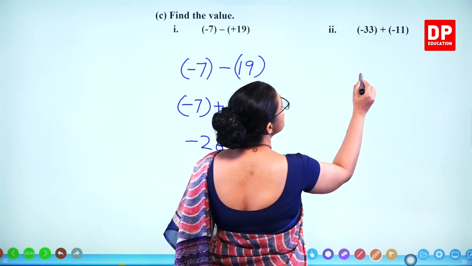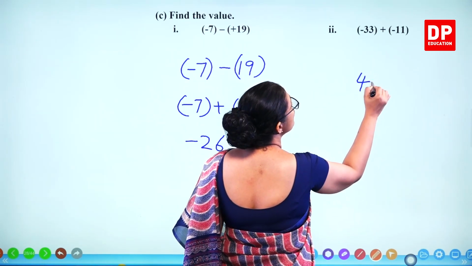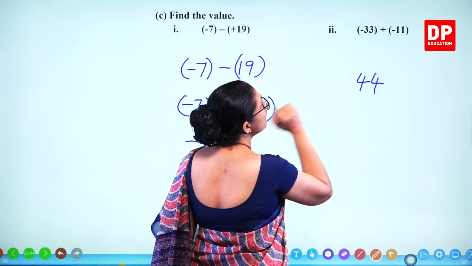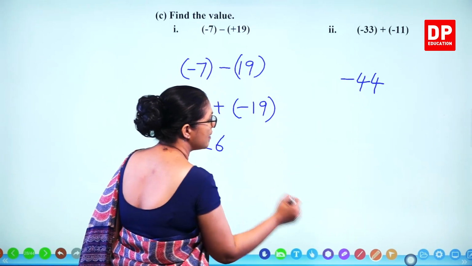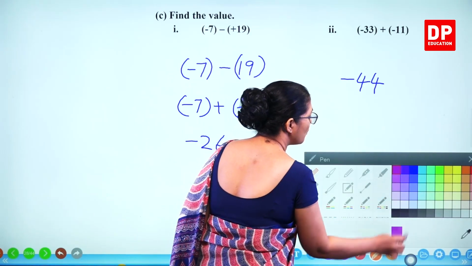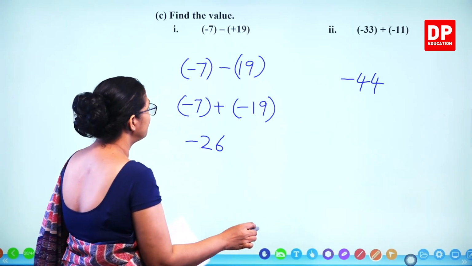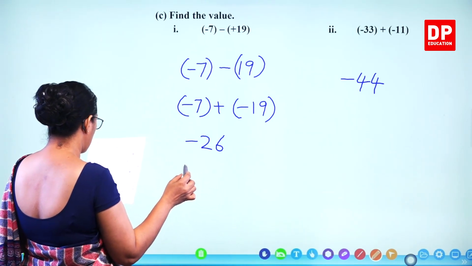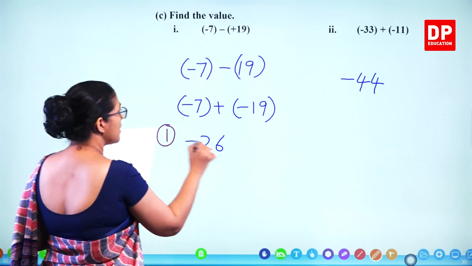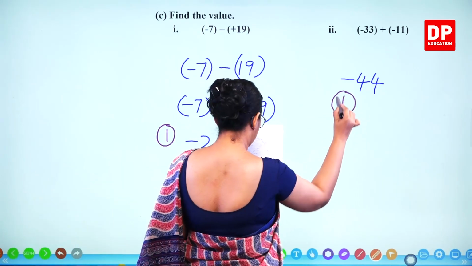Addition becomes, here, addition comes 33 and 11, 44. And put the sign, minus 44. So you get 1 mark here and 1 mark for this.